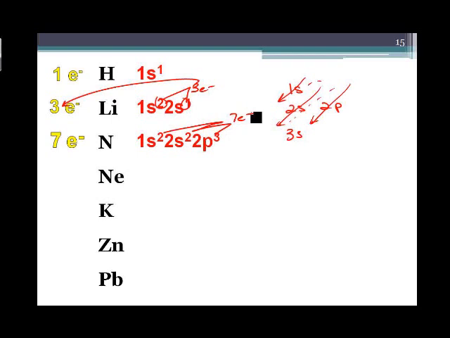Pause the video and try the electron configuration for neon, potassium, zinc, and lead. Neon has 10 electrons. Potassium has 19 electrons. Zinc has 30 electrons. And lead has 82 electrons.